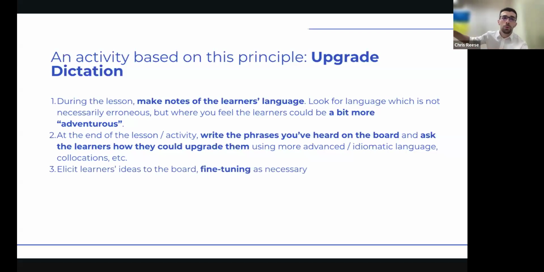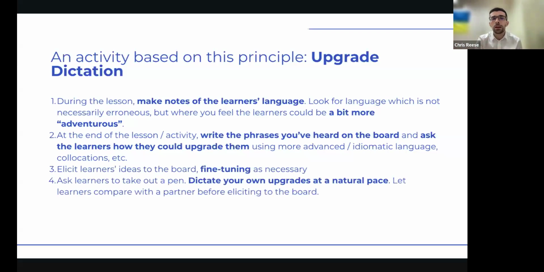You can put them on the board, fine-tuning them, so correcting anything. If you say fun and they go, it was fun, it was excited. Okay, exciting, yeah, ing for situations, whatever correction we need to do. Then get them to take out a pen. Dictate your own upgrades at a natural pace. Try to pick something different from what they've done.